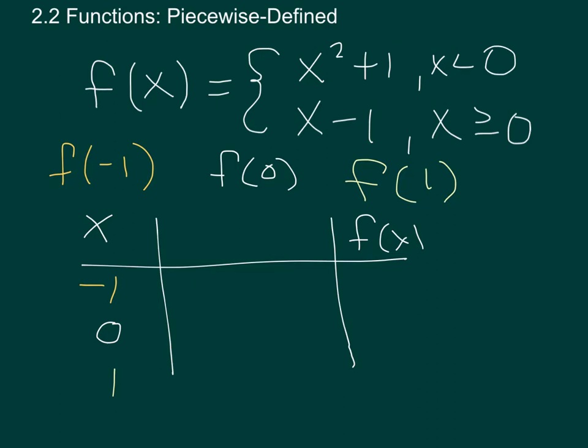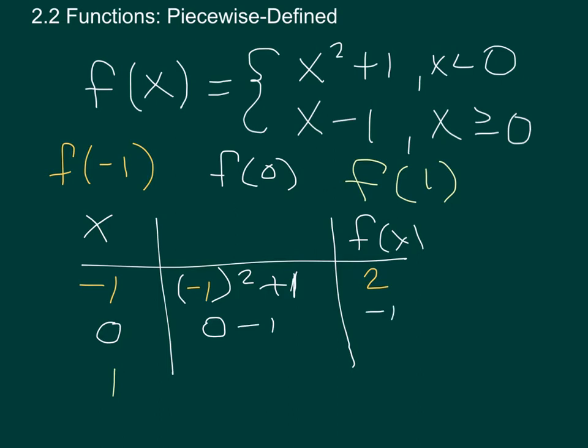So I'm going to have -1 squared plus 1 here. -1 squared plus 1 is 2. So when I plug in -1 into my function, I get out the value 2. I'm going to do the same thing for 0. But now 0 is included in this constraint here. x is greater than or equal to 0. So I'm going to plug in to this point. So I'm going to have 0 minus 1, which is equal to -1.